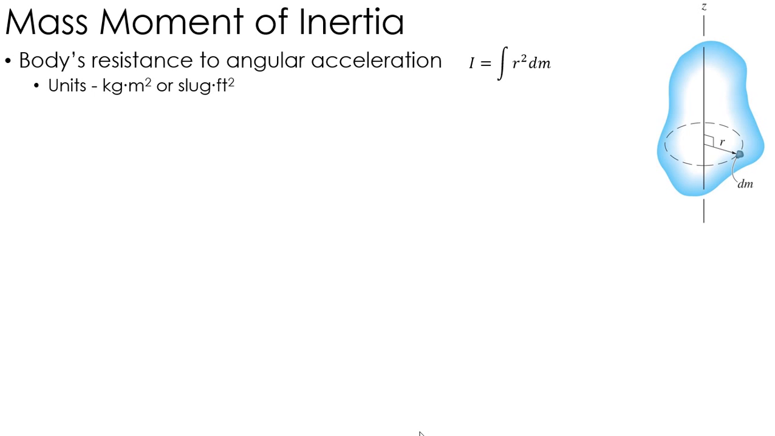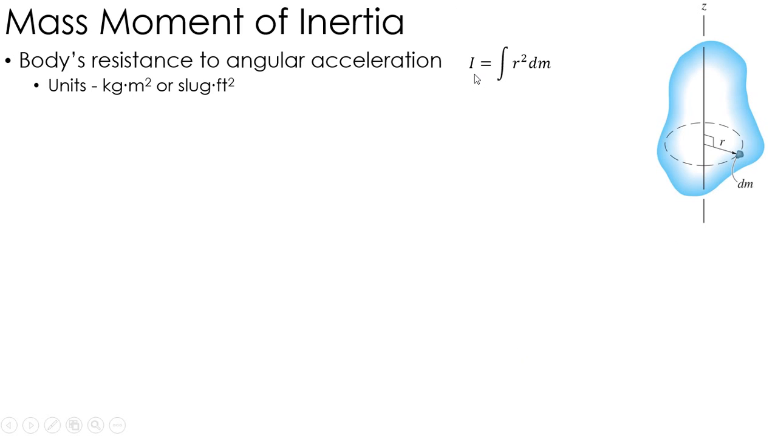Okay, here we're going to talk about the mass moment of inertia of an object. This is something that is used in dynamics. The definition is similar to a mass for linear motion. It's a body's resistance to angular acceleration, to rotation. And again, we'll use this in dynamics to help determine the angular acceleration of a body.